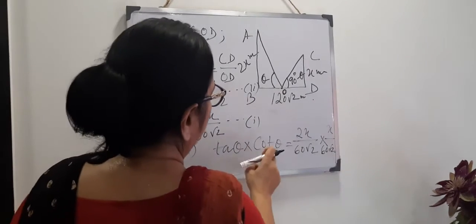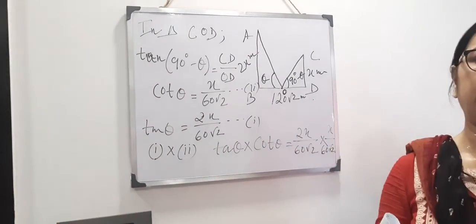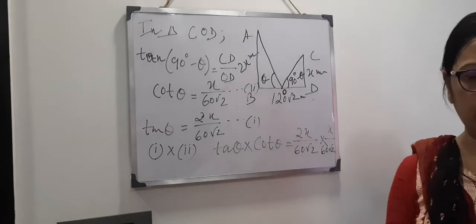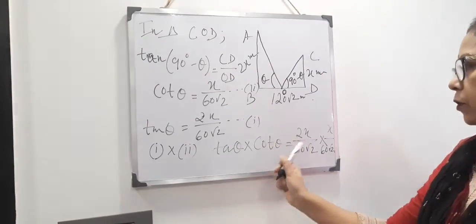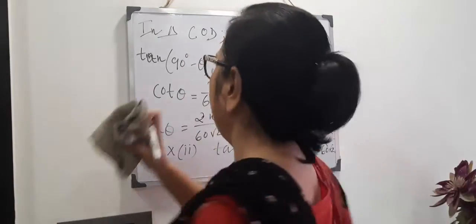Now you know tan theta into cot theta means what? Cot theta means 1 by tan theta. So tan theta into cot theta, left hand side will come 1. Clear? As cot theta means 1 by tan theta, tan theta will be cancelled out. Left hand side will come 1.